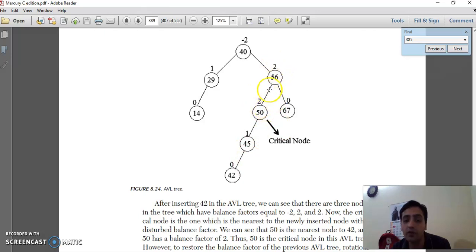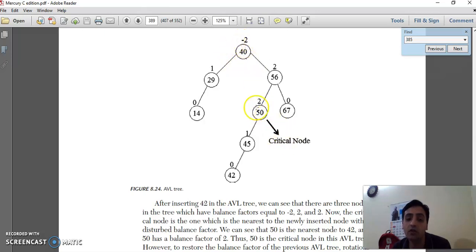And similarly for 56, the height of left subtree is 3, 3 minus 1 is 2. So both of these nodes are unbalanced because they are not satisfying the balance factor range. If you can recall, the balance factor range is -1 to +1. In fact, this is also unbalanced.